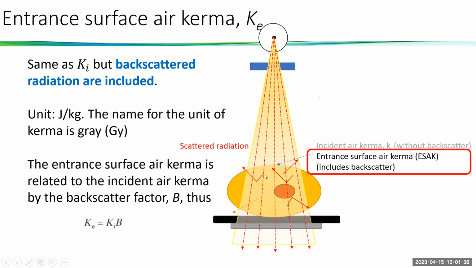Entrance surface air kerma is quite similar to incident air kerma, but with the inclusion of the backscattered radiation. The backscattered radiation is a function of the field size, the half-value layer, the beam energy, and so on.